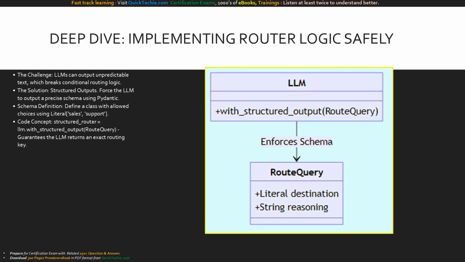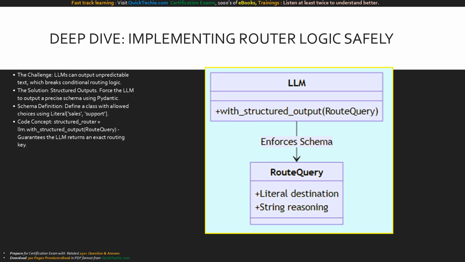Let's deep dive into how to build a router safely. The biggest risk with routers is that LLMs are conversational. If your routing logic expects the word billing, but the LLM outputs, "I think this belongs to the billing department," your application crashes. To fix this, we enforce strict constraints using structured outputs. We define a Pydantic schema that explicitly restricts the LLM's choices, for example, using a literal type that only allows sales or support.